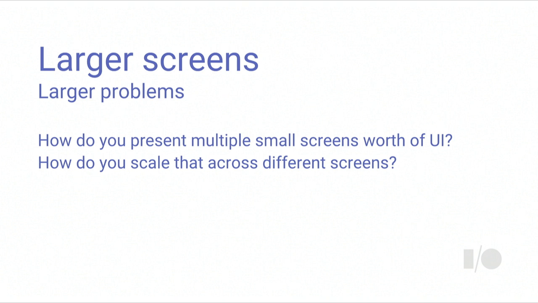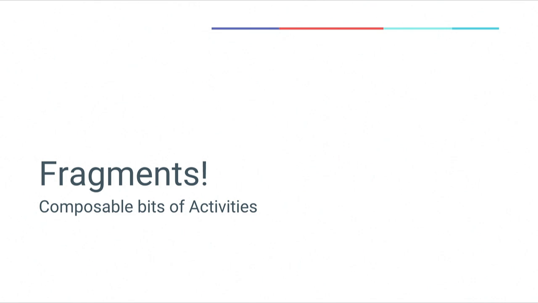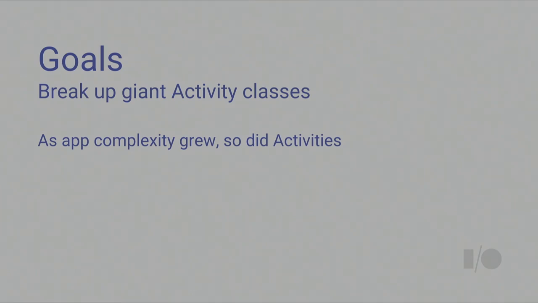So larger screens happened, and larger screens mean larger problems. So we have this idea of how do you want to present these multiple small screens' worth of UI that you may have already built in an existing application, and then scale that out across other screens. Is there a smaller unit of composition that you could use for that? And so that other unit of composition, spoilers, is Fragments. This was introduced around Honeycomb to try to solve some of these problems.